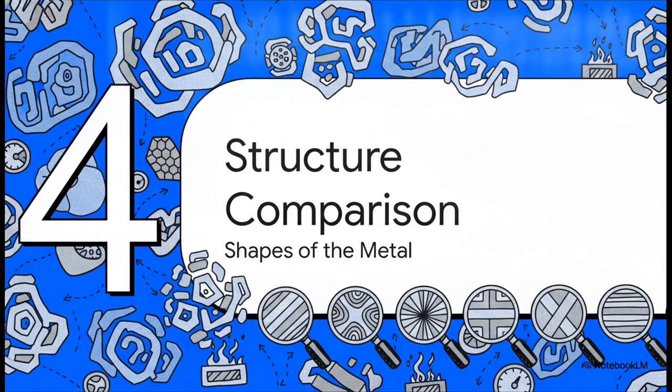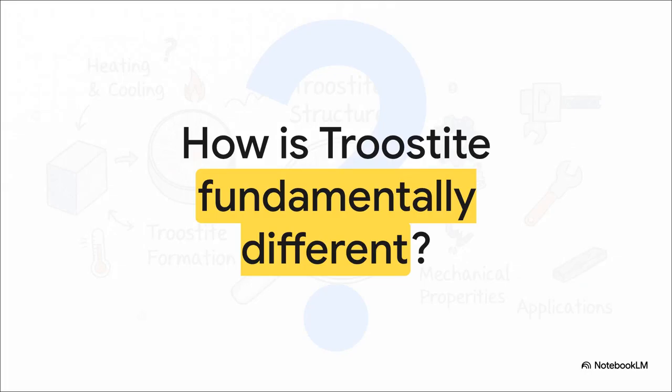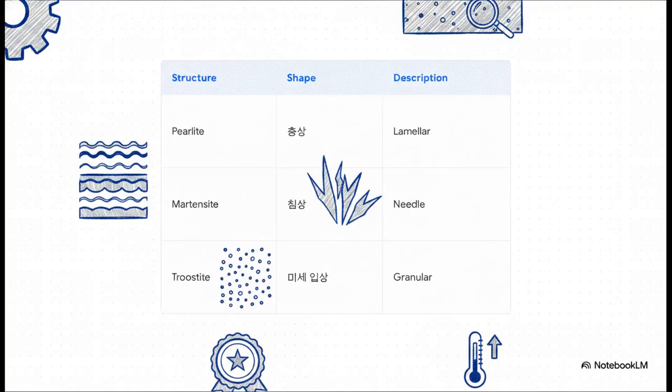Let's move on to section 4, microstructure comparison, shapes of the metal. To truly wrap our heads around Troostite, I want you to think about this for a second. We know the ingredients now, right? Ferrite and fine granular cementite. But how does that actually look when you put it under a microscope? How is Troostite fundamentally different from stuff we already know, like Pearlite or our starting Martensite? Comparing them side by side really makes it click.